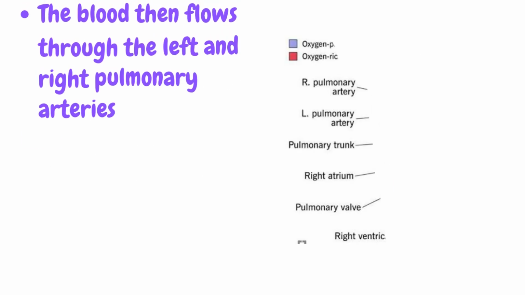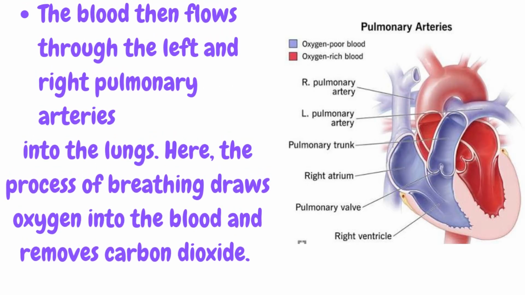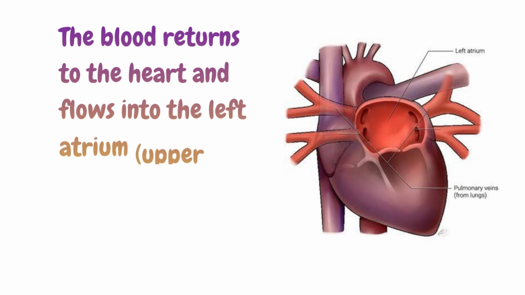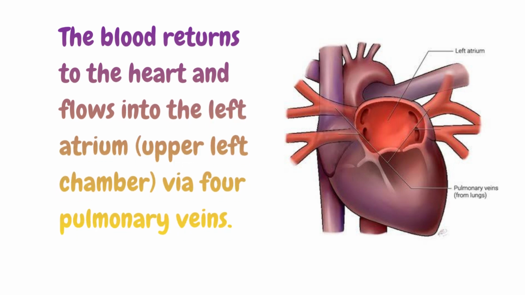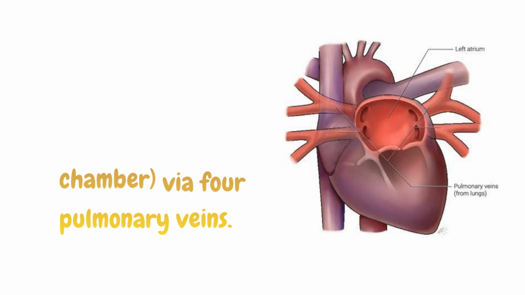The blood then flows through the left and right pulmonary arteries into the lungs. Here, the process of breathing draws oxygen into the blood and removes carbon dioxide. The blood returns to the heart and flows into the left atrium via four pulmonary veins.